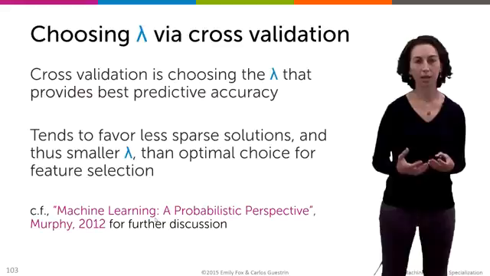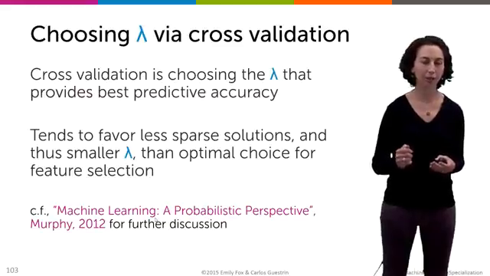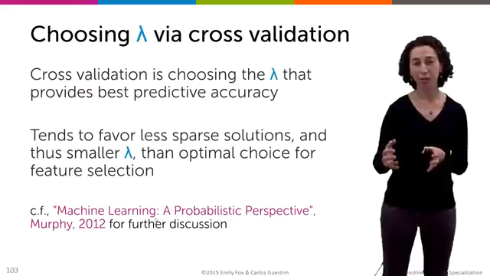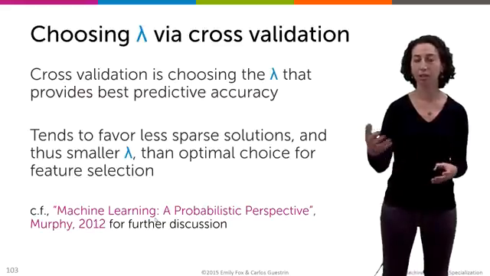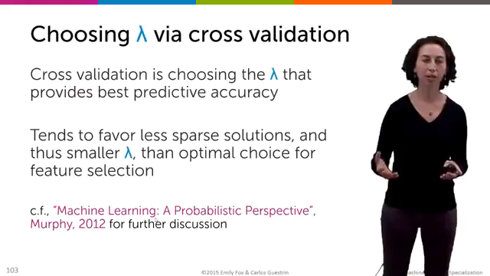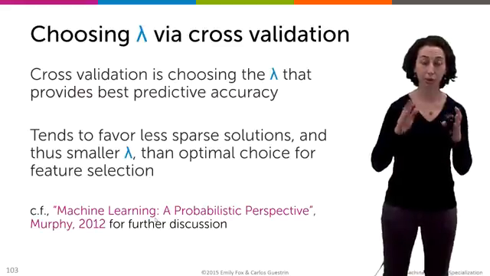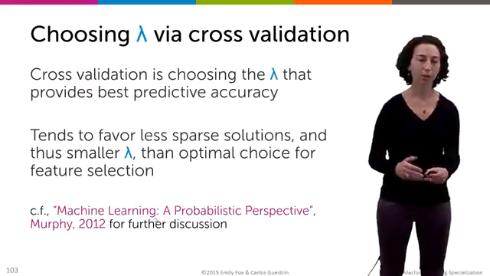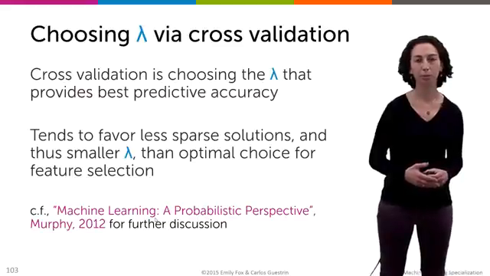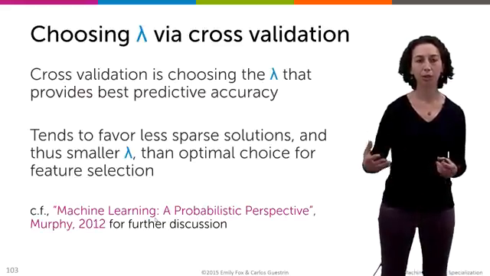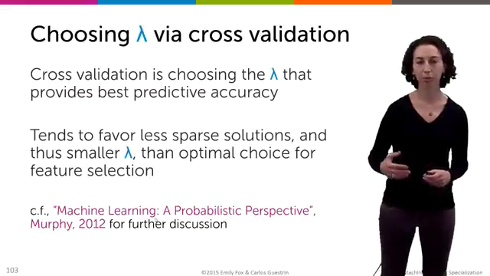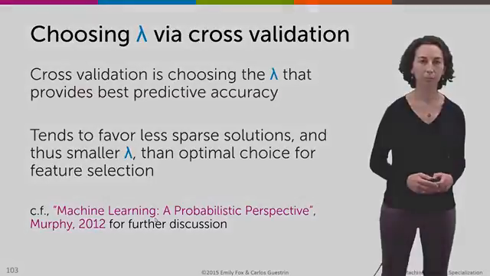But what that ends up tending to do is choosing a lambda value that's a bit smaller than might be optimal for doing model selection, because for predictive accuracy, having slightly less sparse solutions can actually lead to slightly better predictions on any finite data set than possibly the true model with the sparsest set of features possible. So instead, there are other ways that you can choose this tuning parameter lambda, and I'll just refer you to other texts like this textbook by Kevin Murphy, Machine Learning: A Probabilistic Perspective, for further discussion on this issue.